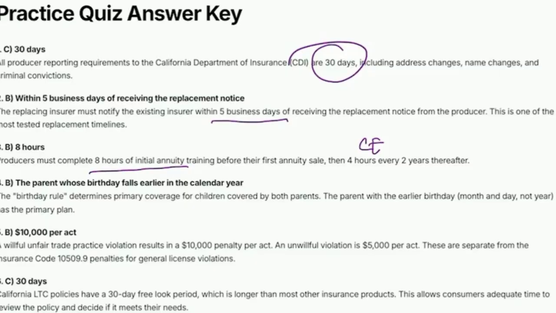Number 6, 30 days. California long-term policies have a 30-day free look period, which is longer than most other insurance products. This allows consumers adequate time to review the policy and decide if it meets their needs.